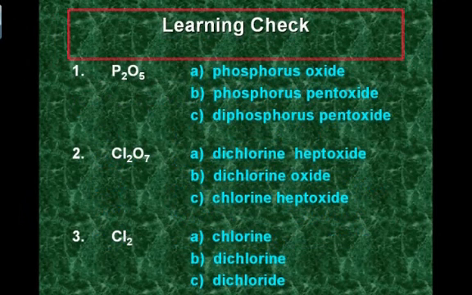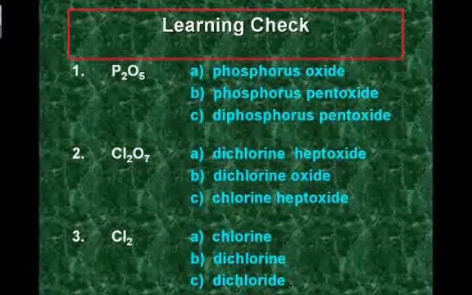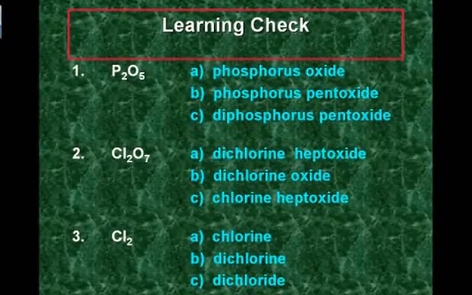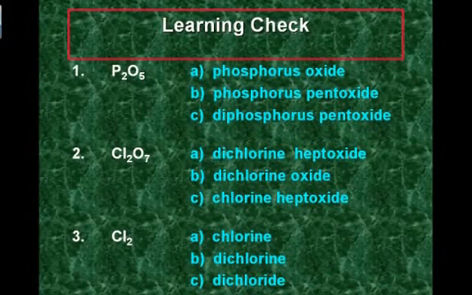Second learning check. They're given the formula and you're asked to come up with the name. Multiple choice there, so make your choices appropriately. And again, I would pause here and actually try it. Be careful with number 3. Number 3 is a little tricky.